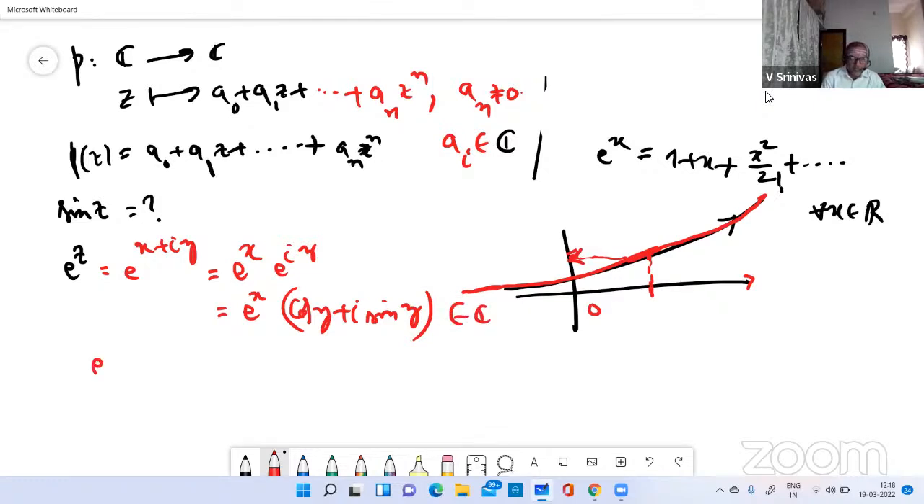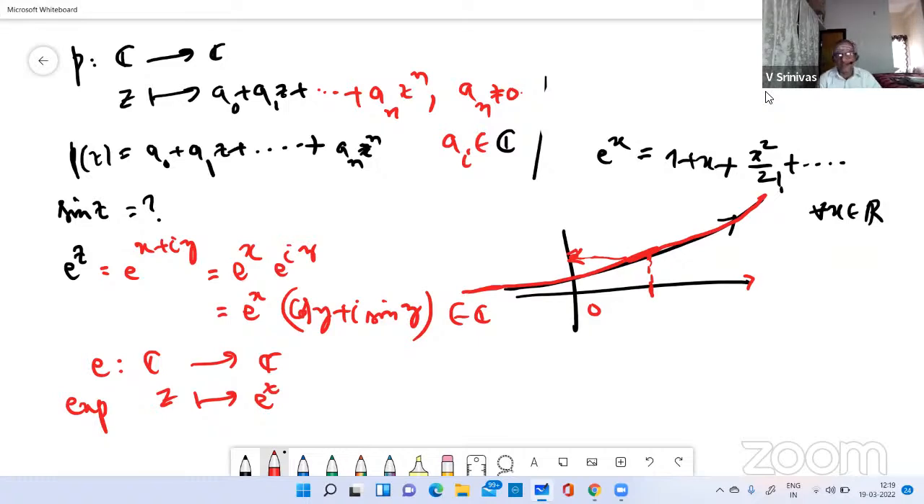e power z. The exponential function, you can denote it by e, or you can as well denote it by exp. It takes the set of complex numbers into the set of complex numbers. It takes every z to e power z, given by this series, replacing x by z. So that's how you can define the exponential function.